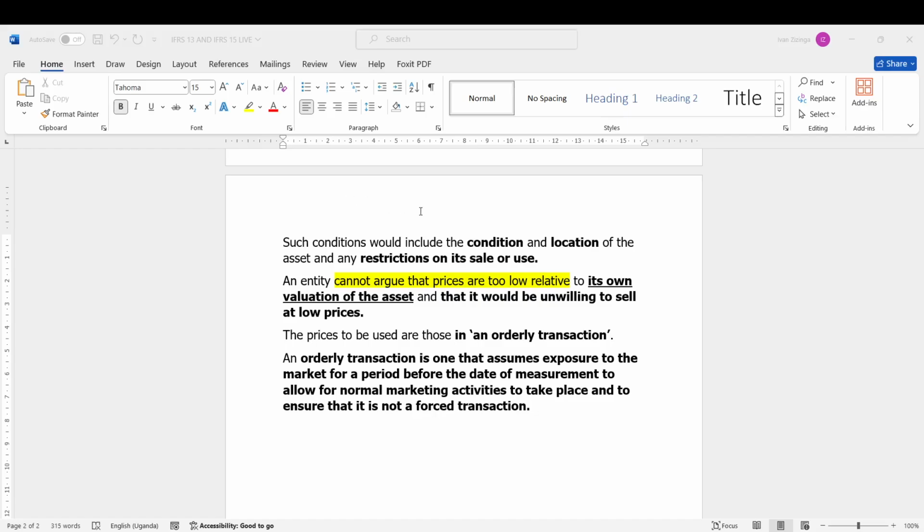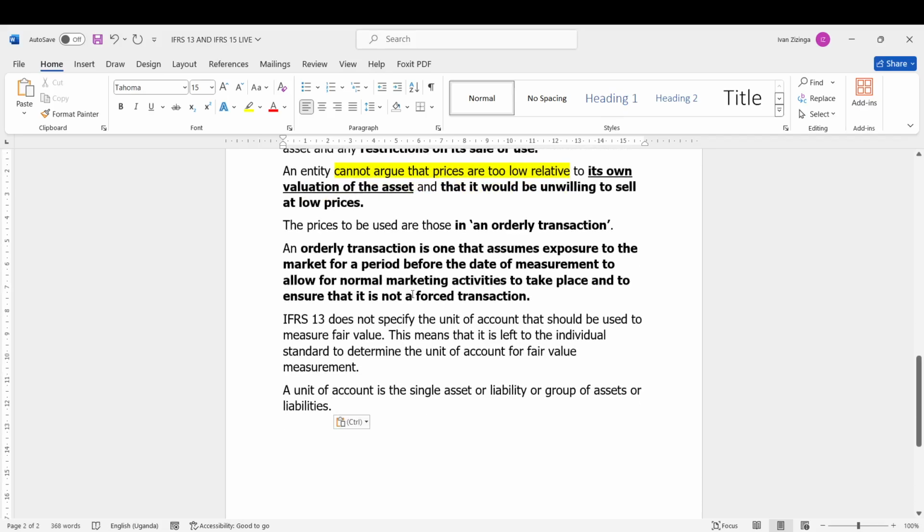The challenge is IFRS 13 does not specifically provide what we call a unit of account. So we are saying that the standard does not specify which asset or which liability or a group of the same should be used to measure fair value. That one is not provided.